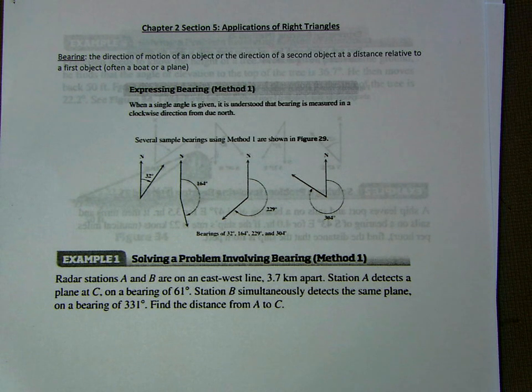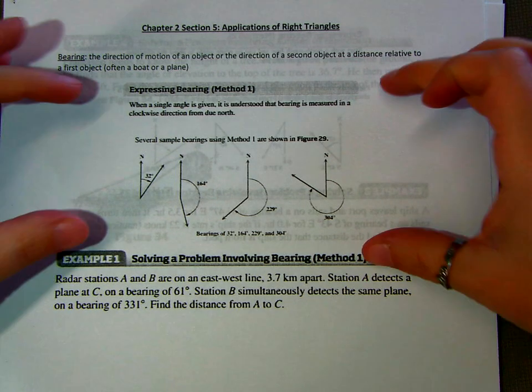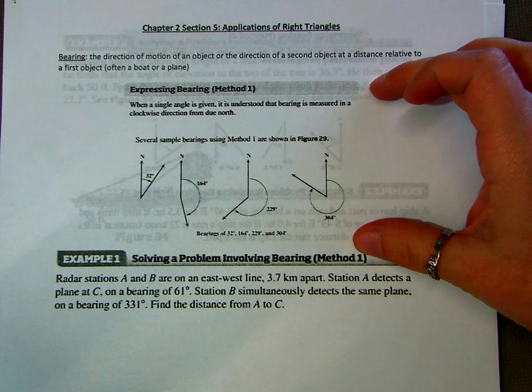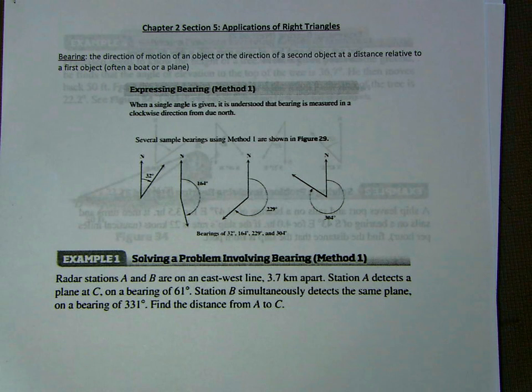And so there's 2 different ways we're going to talk about expressing bearing, and the first one is on the front of this paper right here, where it says when a single angle is given, it is understood that the bearing is measured clockwise from due north. And that's where this is different than all the other trig that we've done so far, because in all the other trig, we start over here at our x-axis, and then we go counterclockwise. With bearing, you're going to start from north, which is like the 90 degree, your y-axis, and you're going to go clockwise. So you're going in the opposite direction that you've been used to going. So that takes a little bit of getting used to.